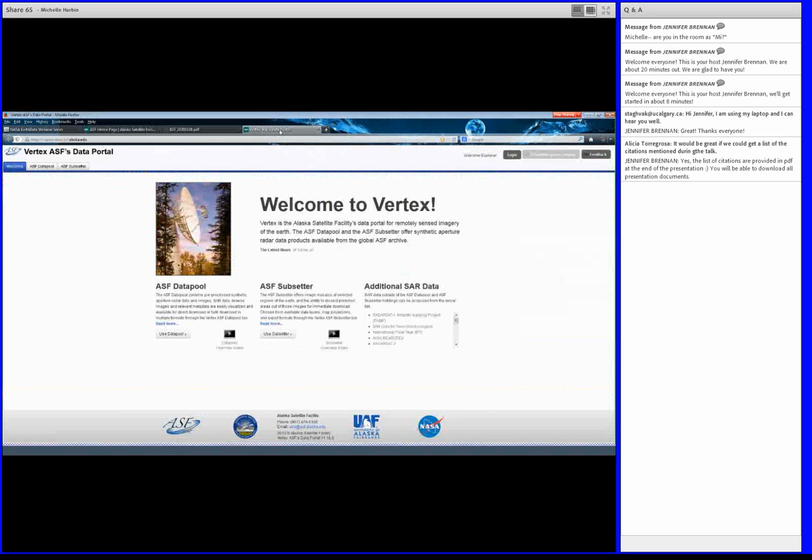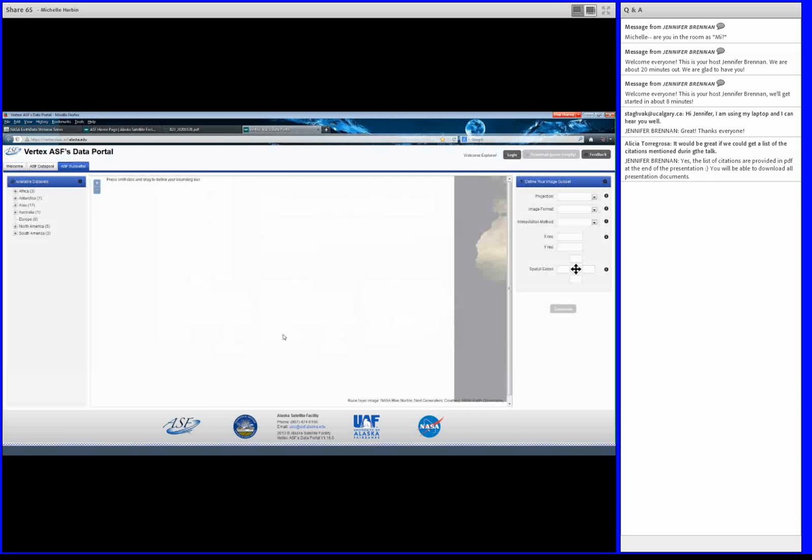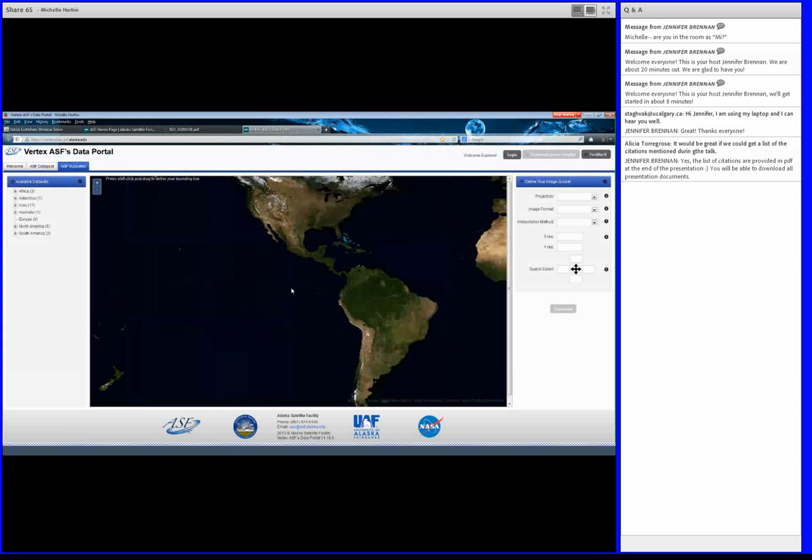So there are two parts to Vertex, the ASF data pool and the ASF subsetter. And if you forget anything I demonstrate or you have further questions, there is a YouTube video on using both the data pool and the subsetter. I'm going to go first to the subsetter. The subsetter contains a variety of radar mosaics that you can subset and download, and anyone can do this.